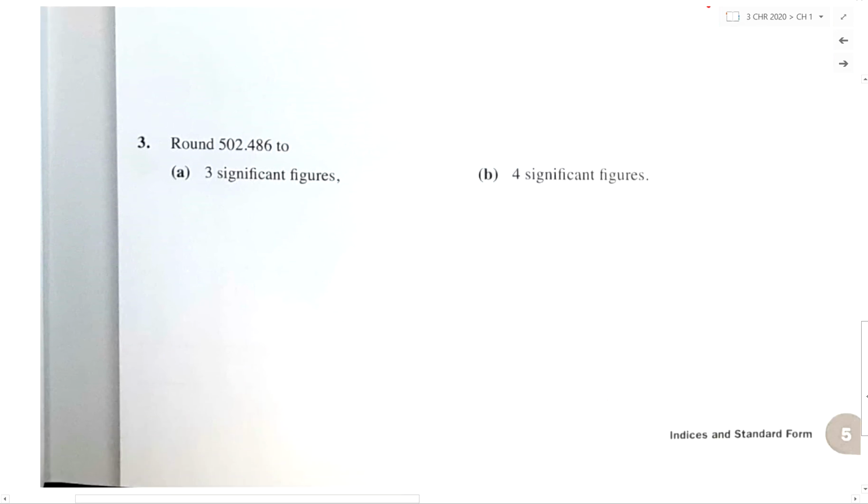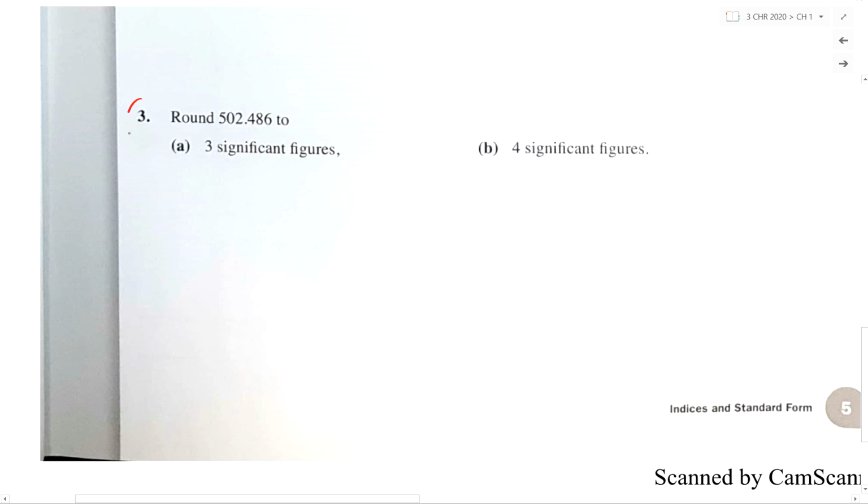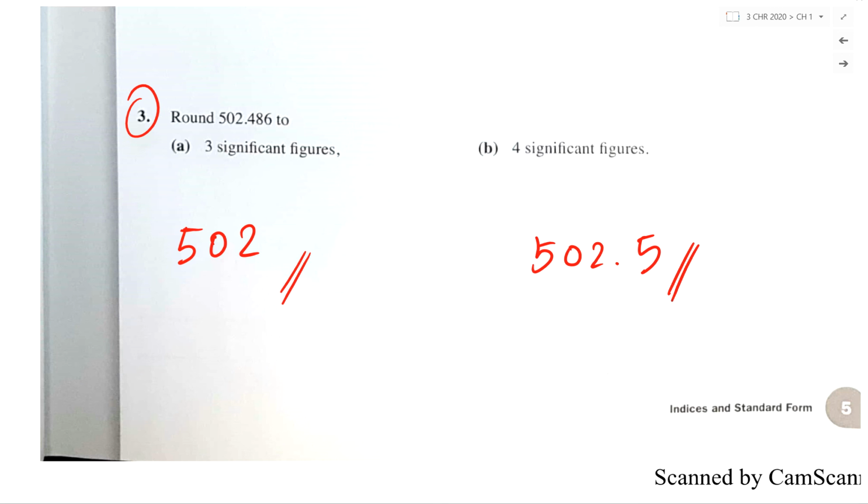Question 3. Okay, do this yourself right now. You have 10 seconds. You can talk to your partner. So 5, 0, 2. The next one, 5, 0, 2.5. 4. 5. Okay, got this correct? Okay, then we can move on.